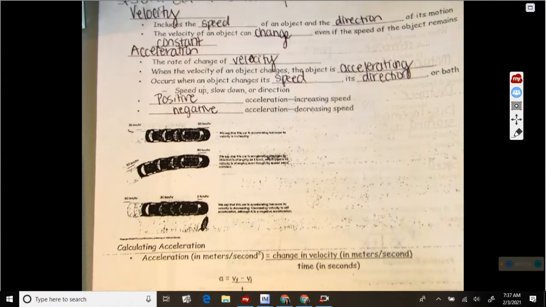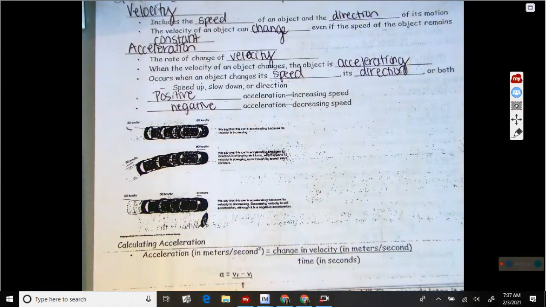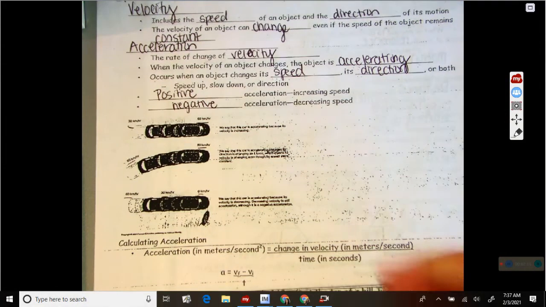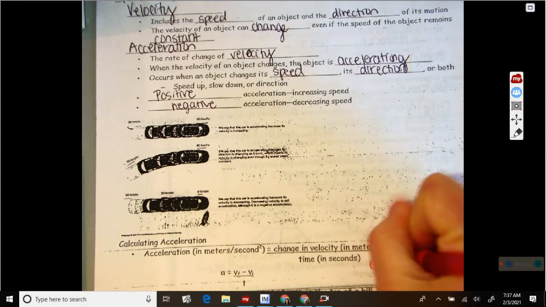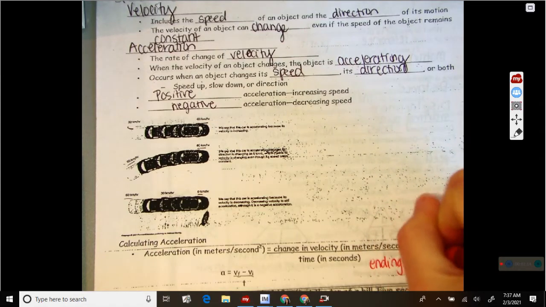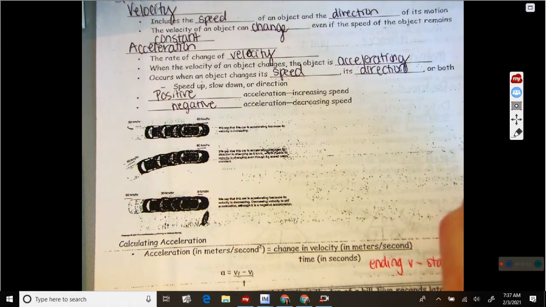We are going to do final velocity, which means your ending velocity, minus starting velocity, over time. Okay, and I'm going to write that down for us. Be sure you write down ending velocity minus starting velocity over time. Okay, so let's look at an example.